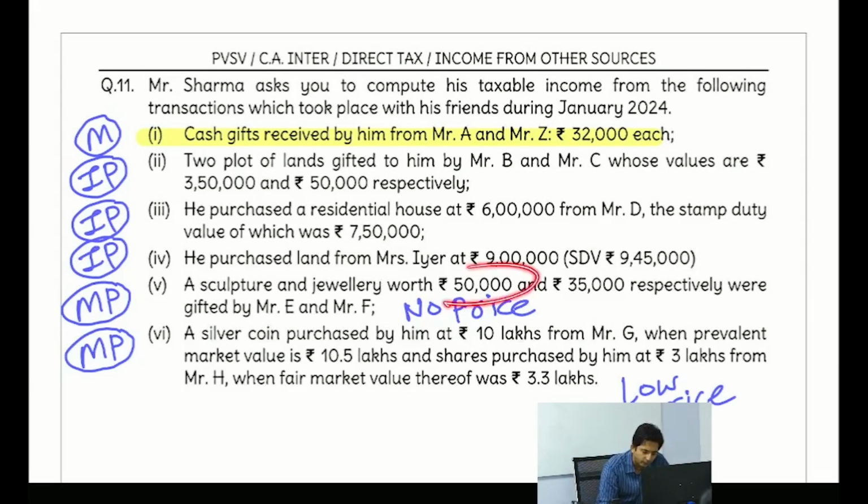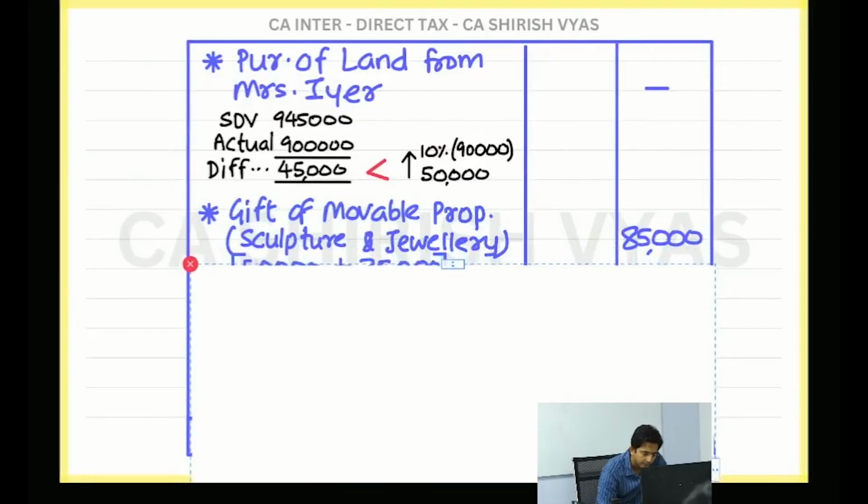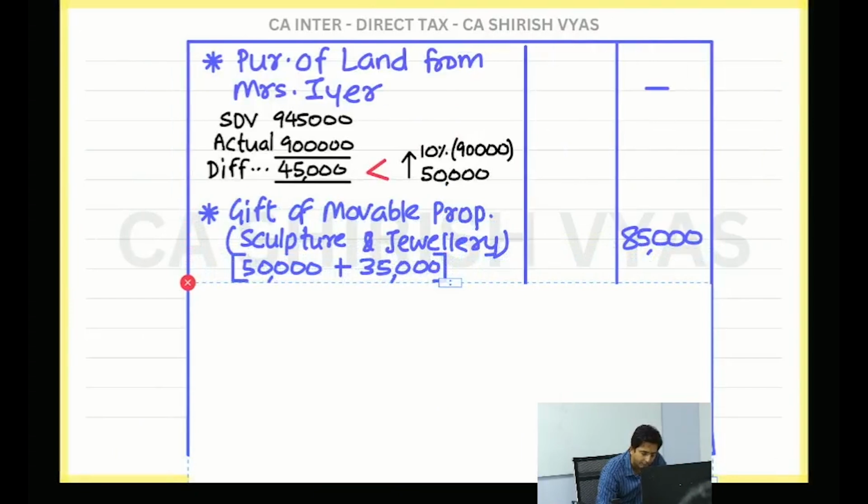So aggregate 50 and 35. Total comes to 85, which is greater than 50,000. So see how I have written. Since you are aggregating, will the entry be separate or single? Single entry. In immovable property, we go property-wise, so for each property, pass a different entry. But since here you are aggregating, keep it together.